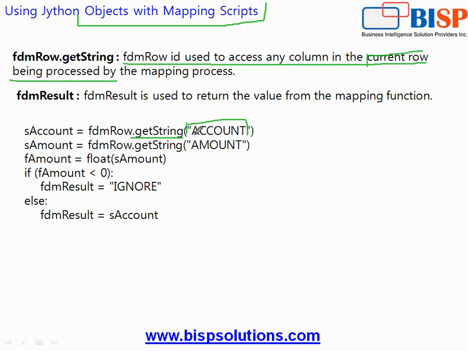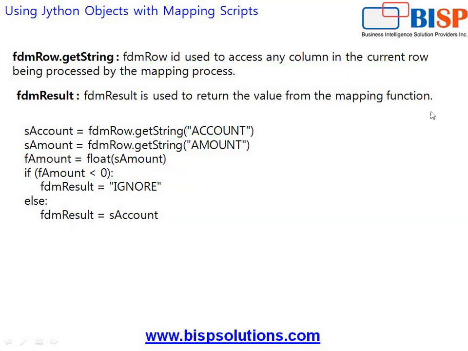For account, the current row is being processed. I'm going to retrieve one by one all the rows from my account dimension. Similarly, I'd like to read all the amounts. So the getString function, fdmRow, reads row by row for the respective account dimension member. In this example, it is account and amount respectively. Then I did a casting here. I use a float function to cast my amount and store it back to my variable called amount.